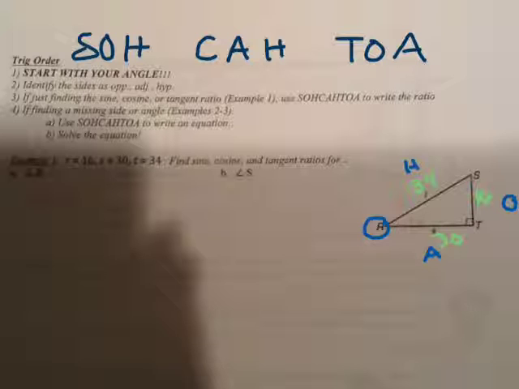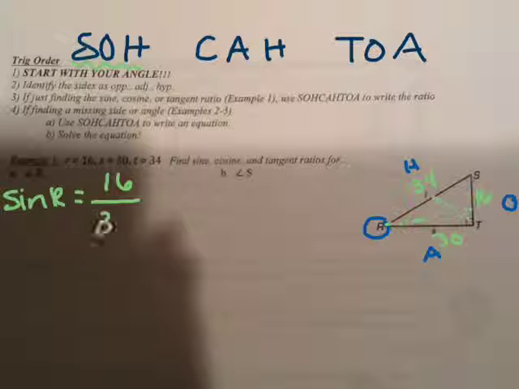Well, if we want the sine ratio for angle R, if you look at SOHCAHTOA, sine is the opposite over the hypotenuse. So we're going to write SIN for sine of R is equal to a ratio. The opposite, if you start at R, the side opposite, which we labeled with an O, is 16. The hypotenuse, which we labeled with H, and we know it's the hypotenuse because it's across from the right angle, is 34.